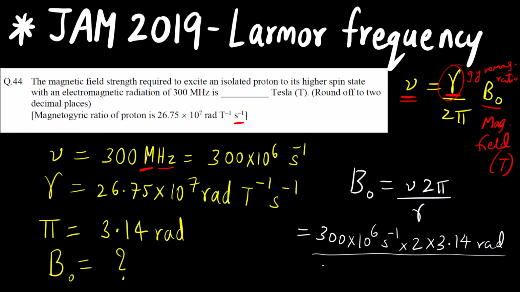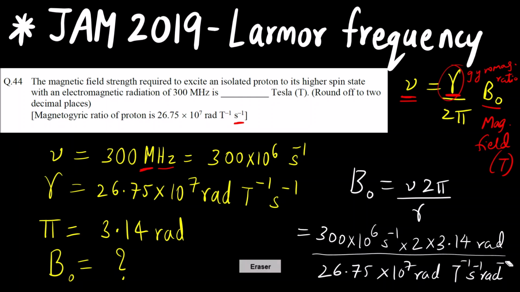Okay, divided by the value of the gyromagnetic ratio, 26.75 into 10⁷ radian per Tesla per second. Now if you see the units, second inverse gets cancelled, radian gets cancelled, Tesla inverse will go to the numerator, it will become Tesla. The final answer comes out to be 7 point.